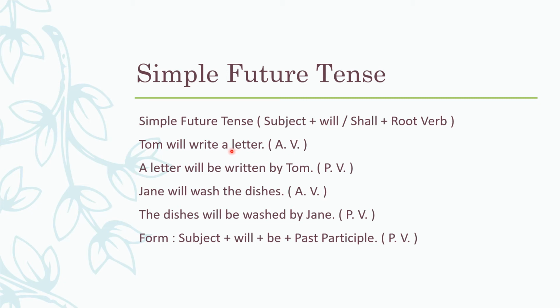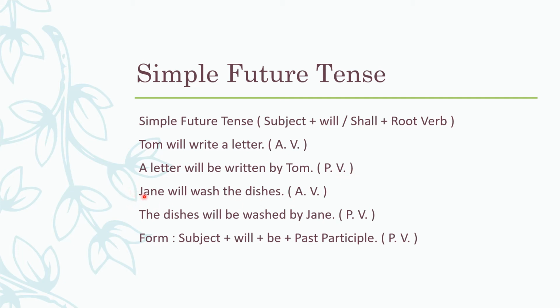We know what the rule is. The object in the active voice becomes the subject. So here a letter is the subject, and the subject in the active voice becomes the object in the passive voice, preceded by "by." Then you will write "will" and "be," and this is the past participle, written. See the form of the passive voice, simple future tense: subject, will, be, and the past participle. So the sentence: A letter will be written by Tom. This is in the passive voice.